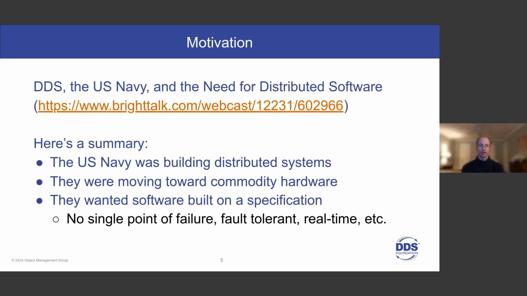A brief summary of it is that the U.S. Navy was building distributed systems for their on-ship computing, and they were moving toward commodity hardware. But in terms of software, they wanted software built on a specification so they could be sure about what they were getting, so that they could test it and just have a whole lot of confidence in it. And they had a number of specifications, some of which are listed here, namely that they did not want a single point of failure, they needed fault tolerance, they needed real-time capabilities and things of that nature.